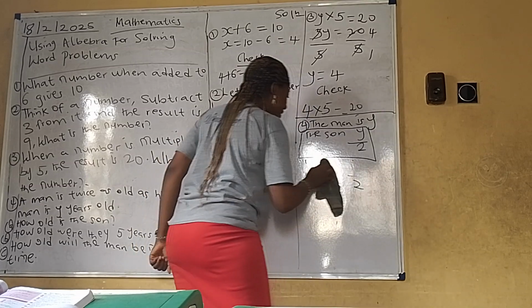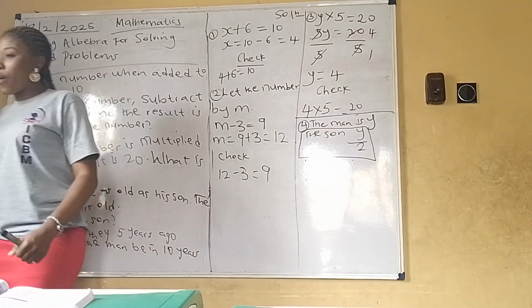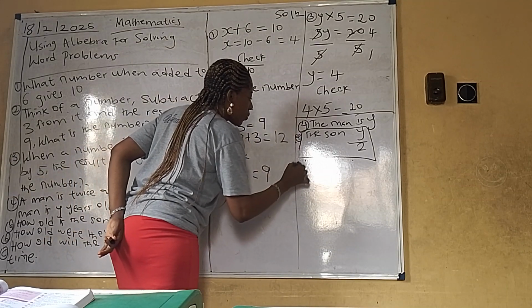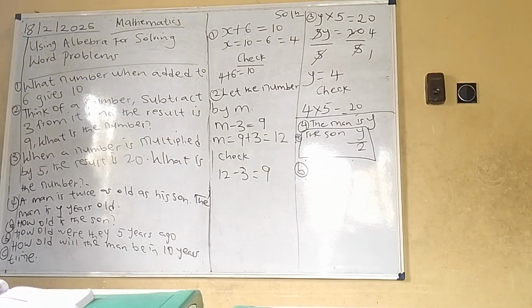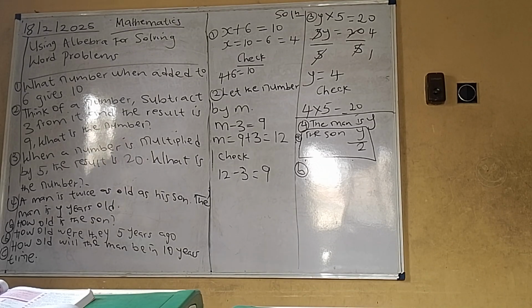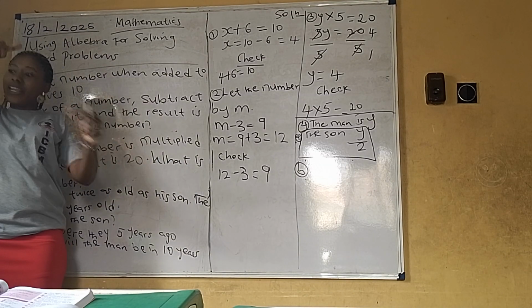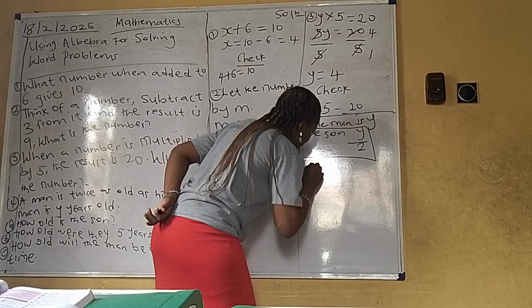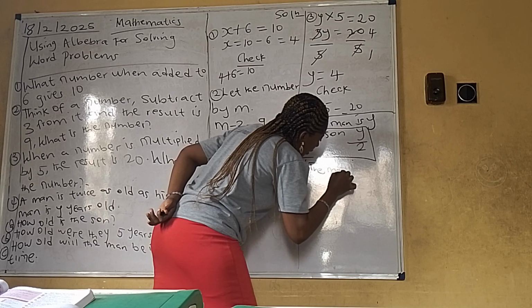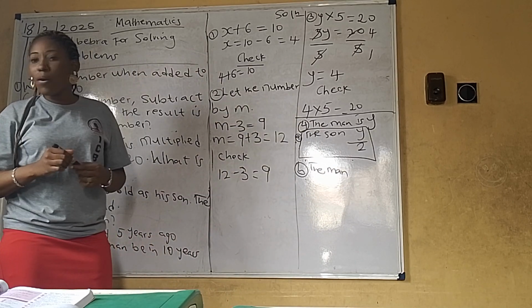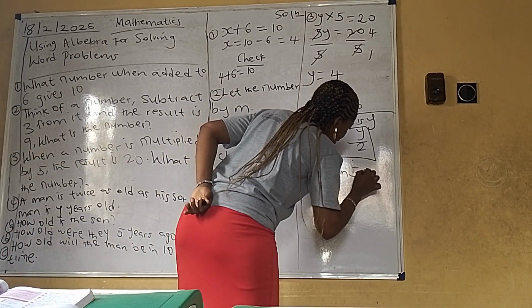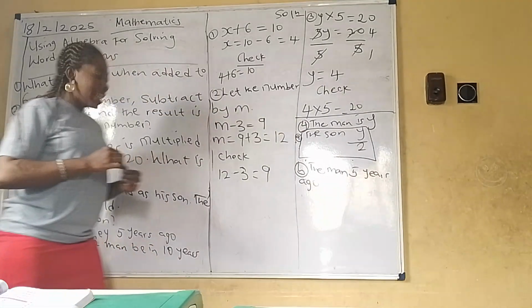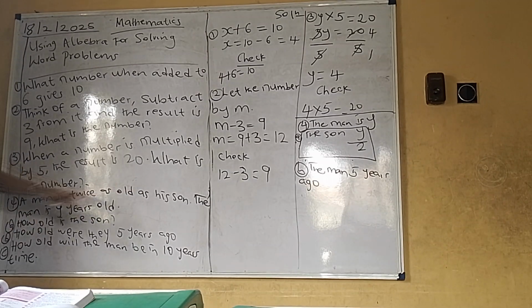So we have gotten the first answer. The son's age is what? Y over 2. This is for A. Then what is the B question? How old were they 5 years ago? That means if you remove 5 years from their age, how old were they? The man, 5 years ago. Yes. That was giving us the answer of how old the man is. They told us now, look at it here. The man is Y years old.